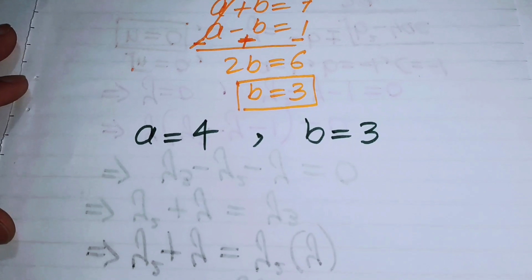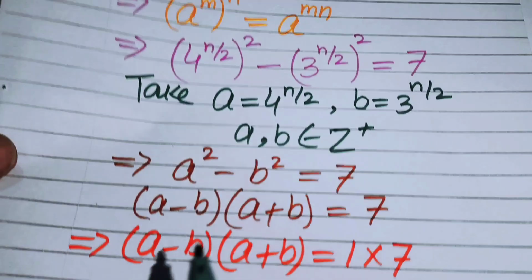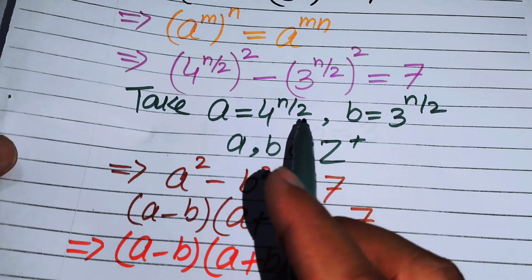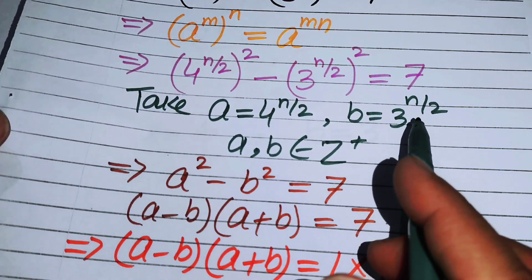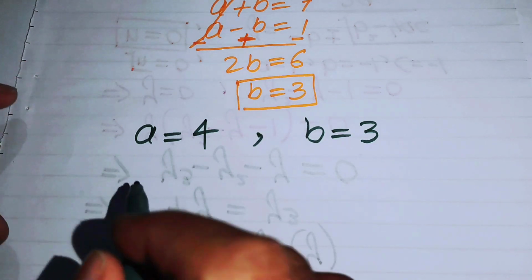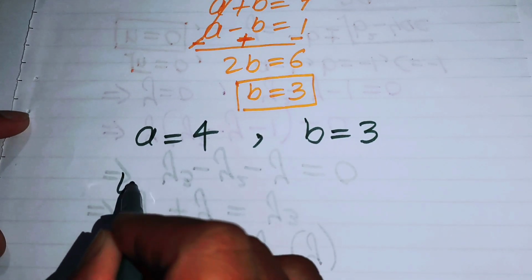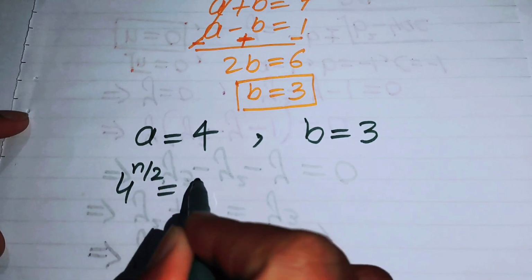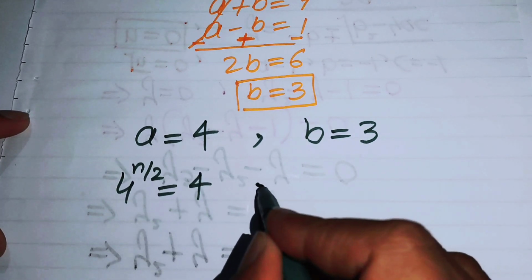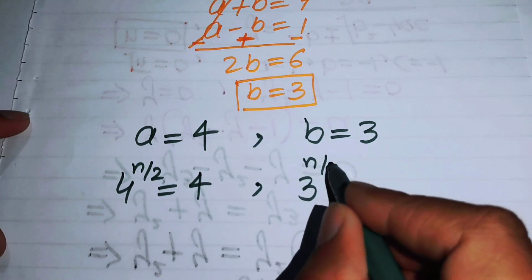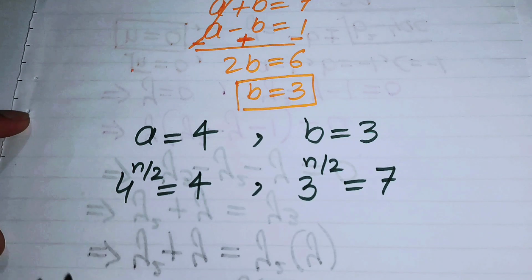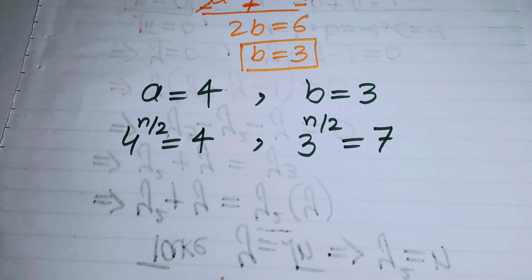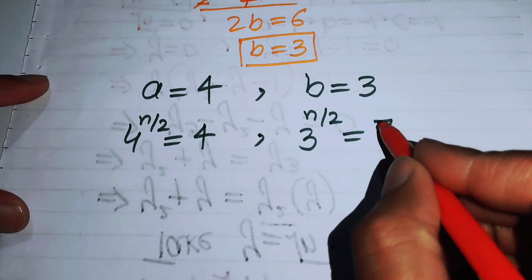We have these two values, and at the start of the problem we took a equals 4 to the power of n over 2 and b equals 3 to the power of n over 2. So now we put these two values here and we obtain 4 to the power of n over 2 equals 4, and when we put the value of b, it becomes 3 to the power of n over 2 equals 3. Now we can simplify both sides and get our required answer.